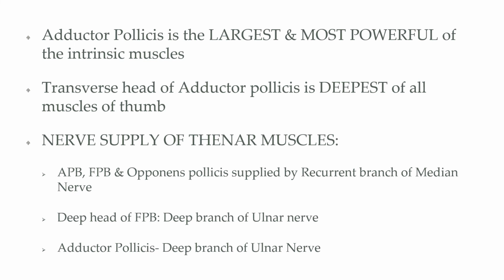Coming to the nerve supply of thenar muscles, three of the thenar muscles, abductor pollicis brevis, superficial head of flexor pollicis brevis, and opponens pollicis, get their motor nerve supply from recurrent branch of the median nerve. However, deep head of flexor pollicis brevis and adductor pollicis, these two muscles get their nerve supply from deep branch of ulnar nerve.